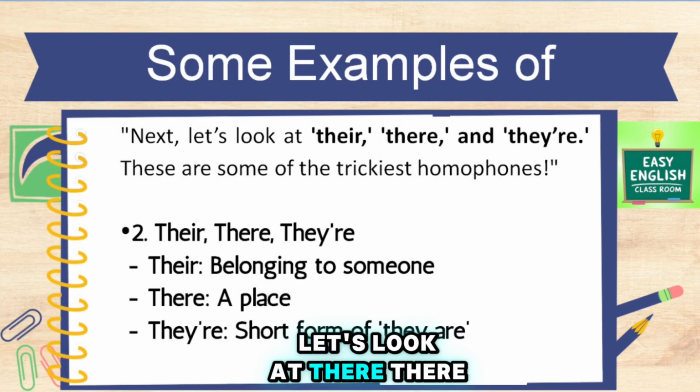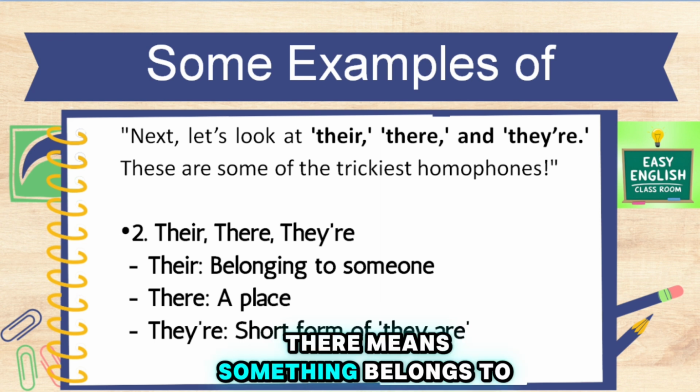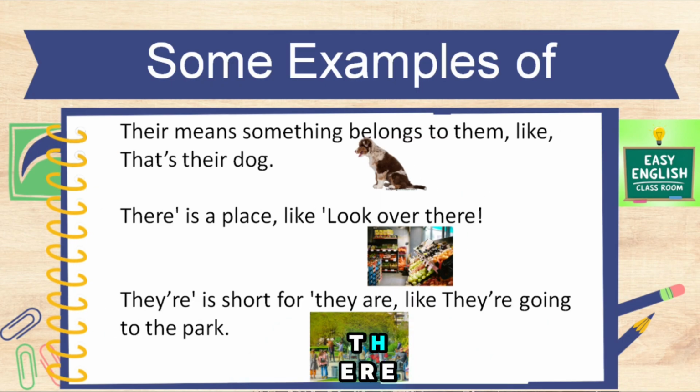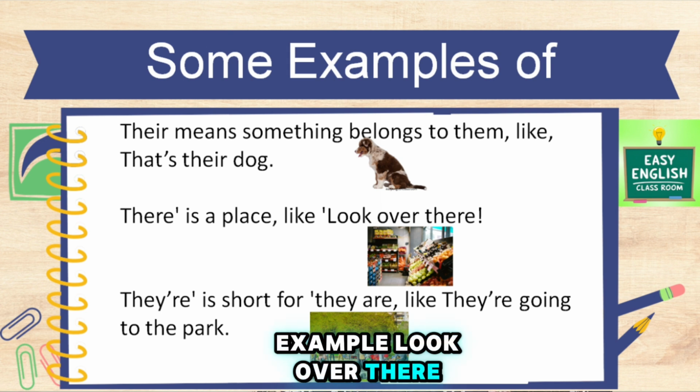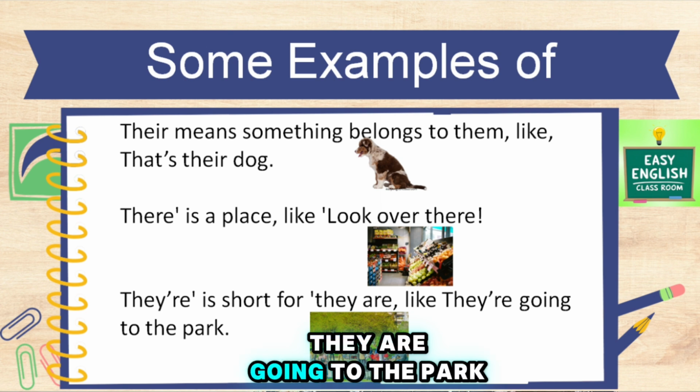Let's look at their, there, and they're. So these are some of the trickiest homophones. Their means something belongs to them. For example, that's their dog. There is a place. For example, look over there. And they're is the short form of they are. For example, they're going to the park.